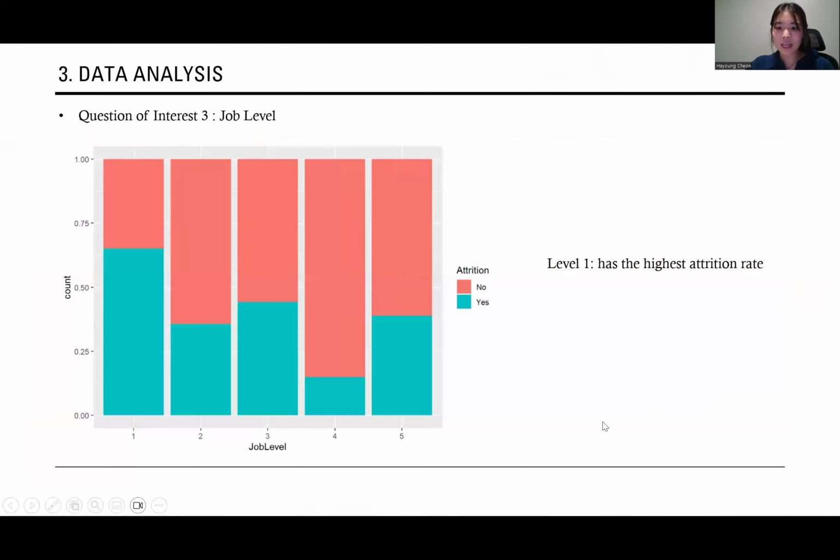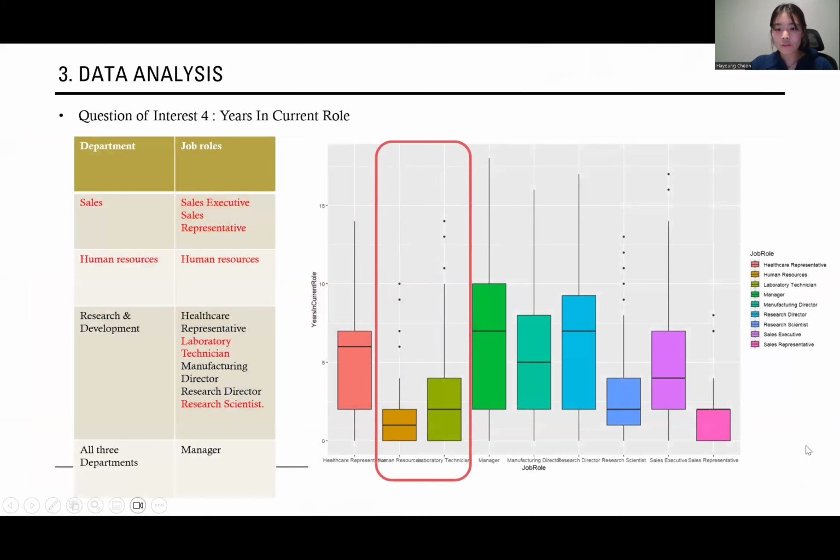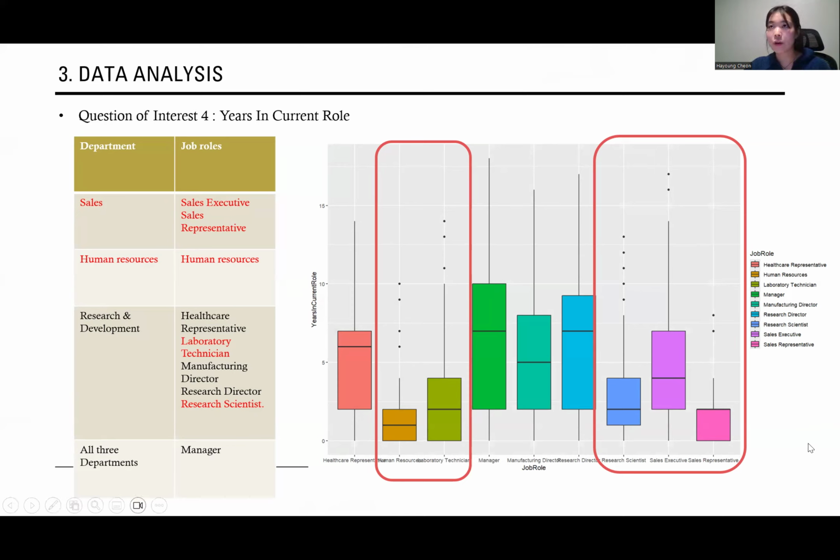So we could see in this bar chart that level 1 has the highest attrition rate. Also, another fun fact is that these top 5 job roles have a lower median when it comes to years in current role, which means that these top 5 job roles wouldn't stay in their current role longer than any other jobs.